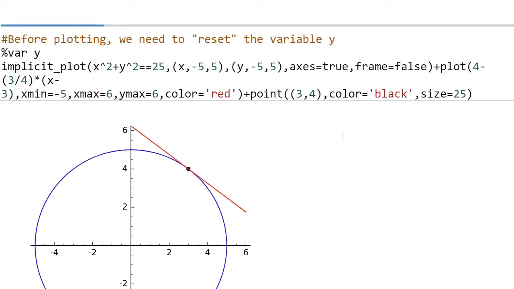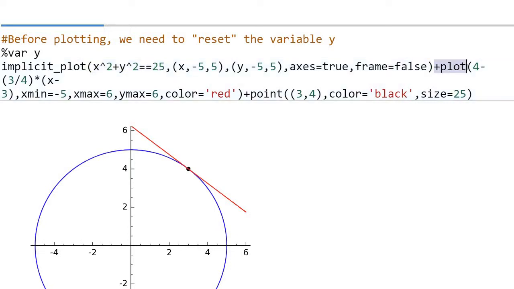Before plotting, you need to declare y to be a variable again. Remember, to do the derivative we told it that y was a function of x. That will mess up the implicit plot. You'll get an error. So we have to declare y to be a variable again and clear that function part out. So here's the implicit plot, x squared plus y squared equals 25. Remember the double equal sign. And here's the plot range, and so on.